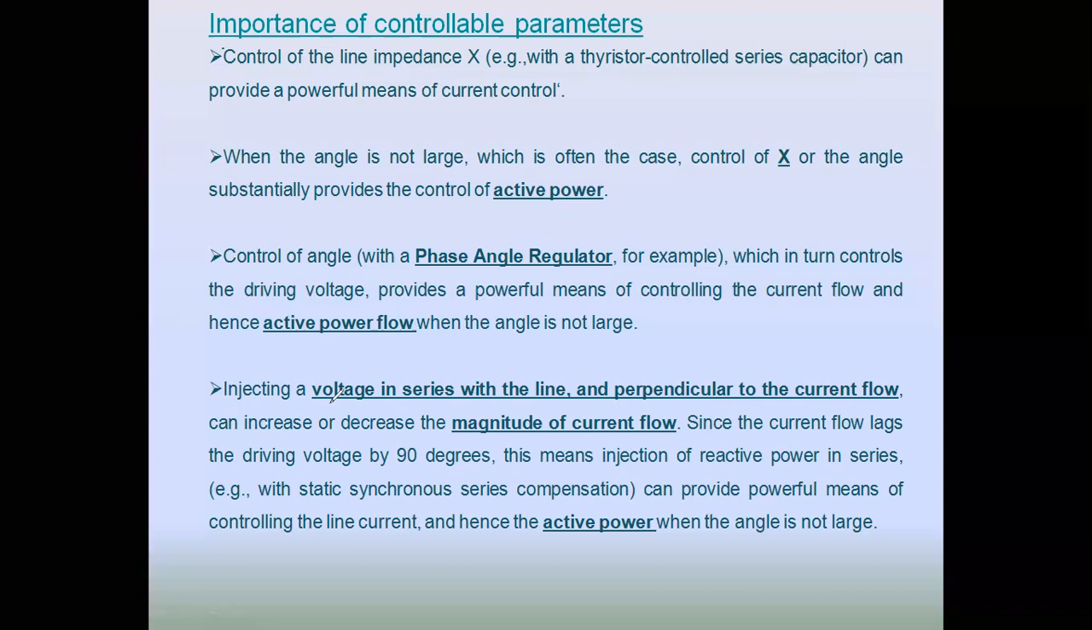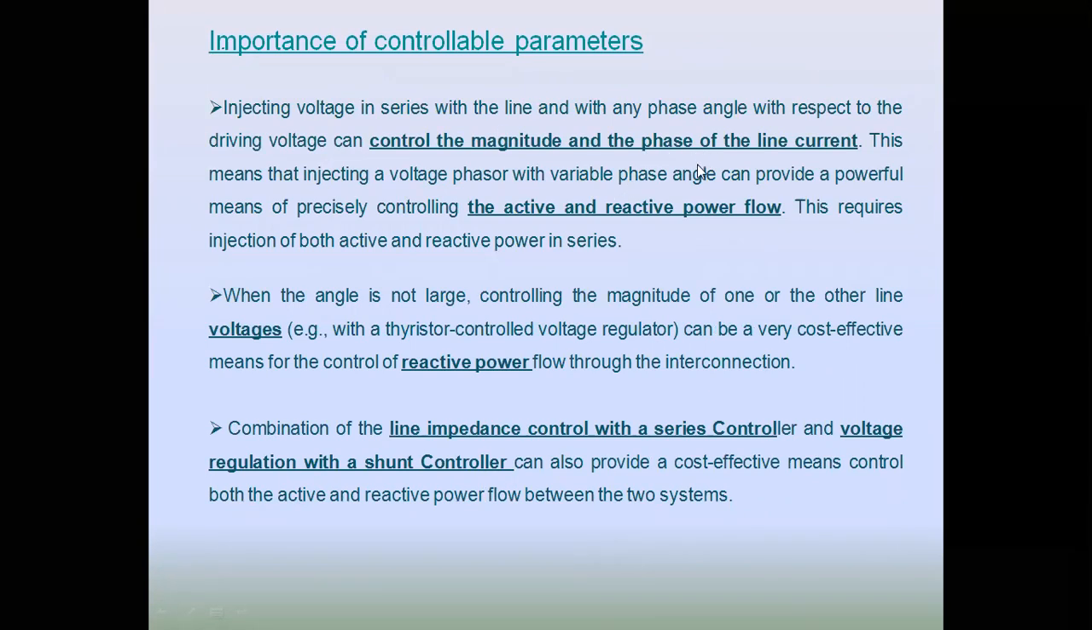How do we control the real power? Real power is controlled by changing the X value or delta value, and the reactive power is changed by injecting a voltage, which has control on the phase angle of the voltage. Once you inject the voltage in series perpendicular to the current flow, then finally only active power flow is possible. But by controlling the voltage magnitude and the phase angle of the injected voltage, or by controlling the injected current's magnitude and phase angle, you can control active and also reactive power.